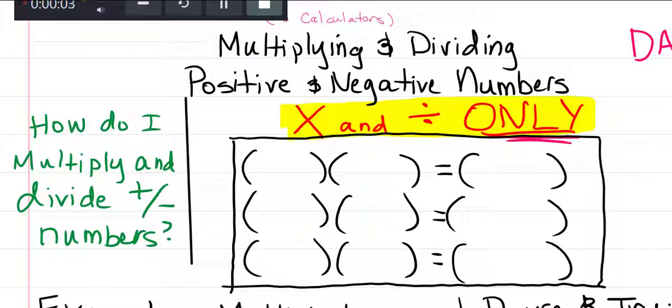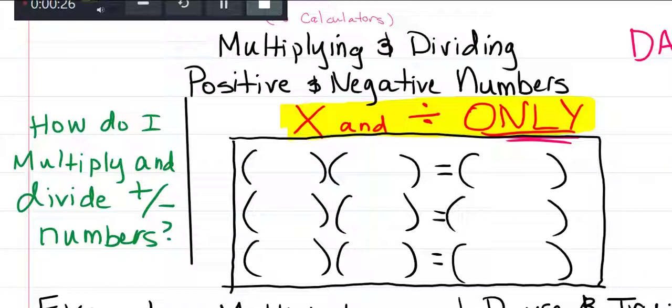Today we're going to learn how to multiply and divide positive and negative numbers. For this lesson, you're not to use calculators. When you take this part of the FSA, you won't be allowed to use calculators, so try your best to do everything by hand. And in the classroom, you'll also have to do it by hand.